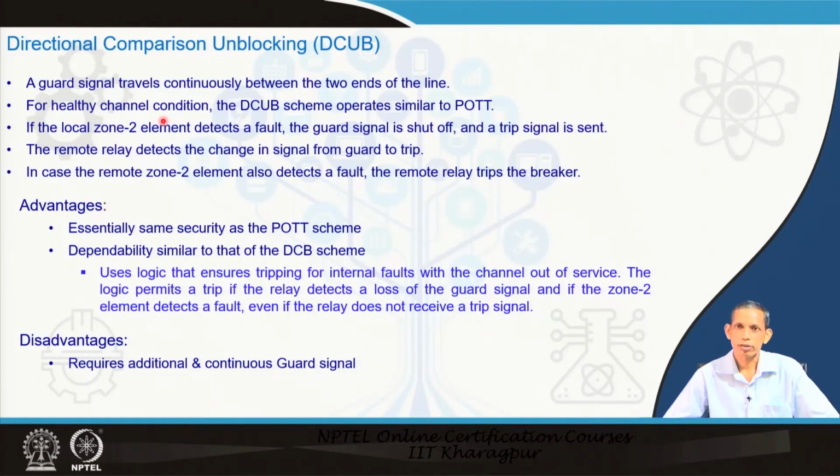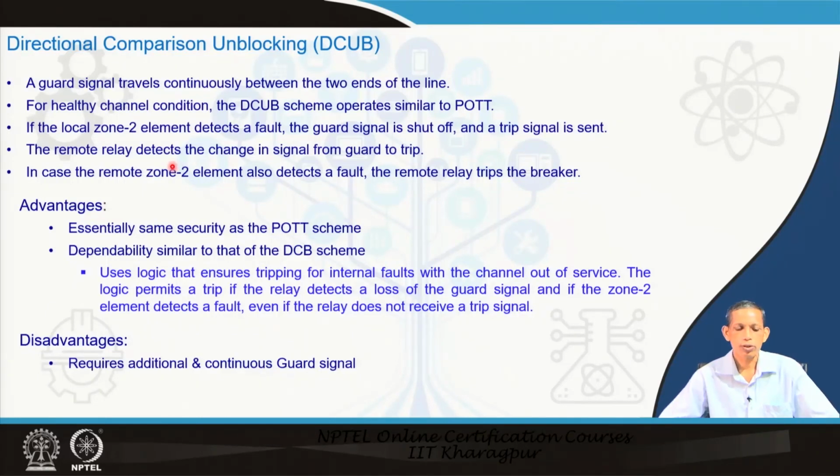For healthy channel condition, this scheme operates similar to POTT, permissive overreach transfer trip, that is zone 2. It is similar to that. If the local zone 2 element detects a fault, as in POTT, the guard signal is shut off and a trip signal is sent. Once again, if the local zone 2 element picks up and detects a fault, the continuous guard signal changes mode to a trip signal.